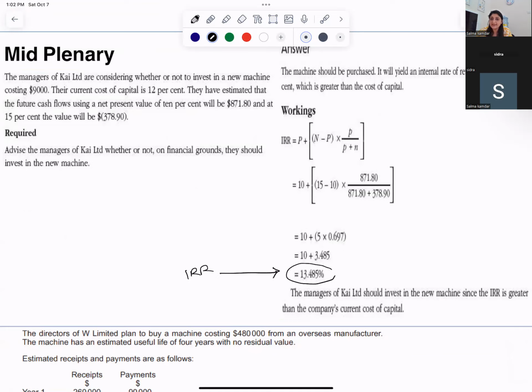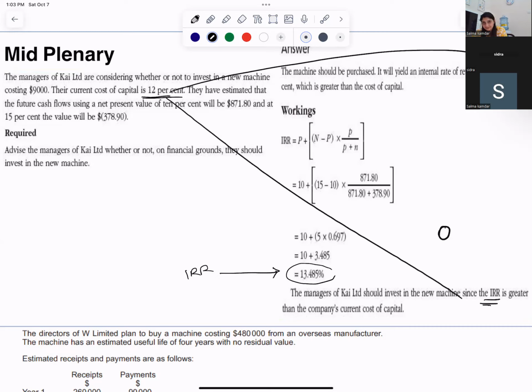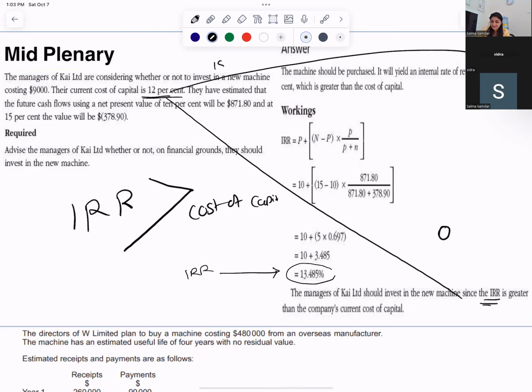Whereas the cost of capital, the money that you're going to spend to buy this machinery, is 12%. Your machine is going to give you an IRR of 13.485%, a return of 13.485%, and at this percentage your NPV will be zero. So you should invest because the return is more than the cost of capital. If your cost of capital was 18%, then you will not invest, because the cost of capital is greater than the IRR.